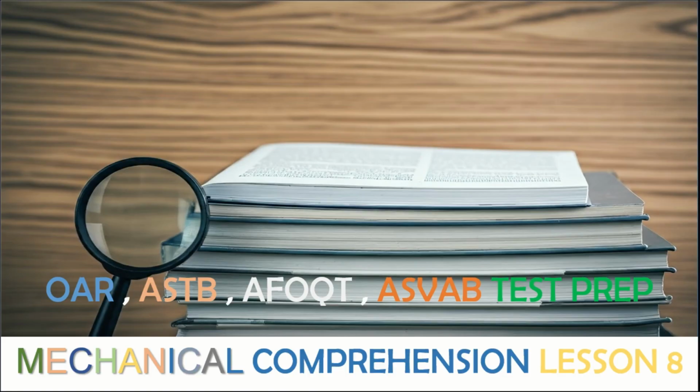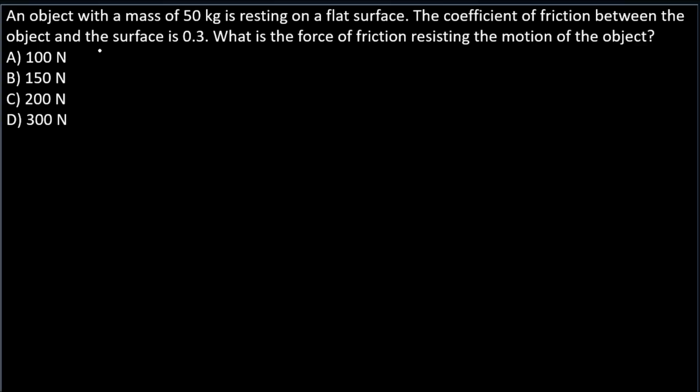So today our first problem will be: an object with a mass of 50 kg is resting on a flat surface. The coefficient of friction between the object and the surface is 0.3. What is the force of friction resisting the motion of the object?